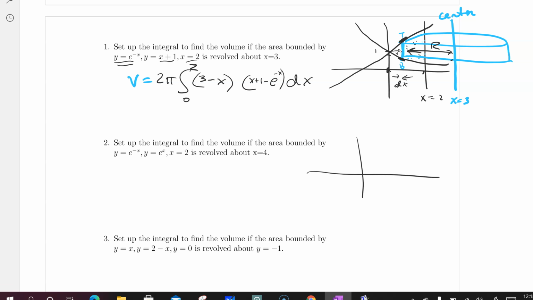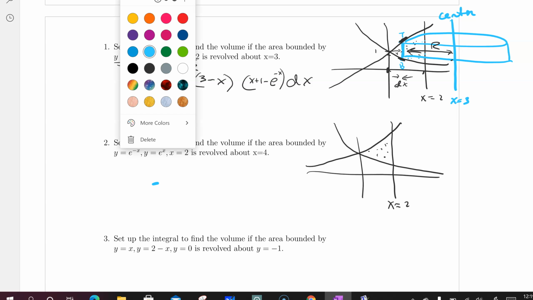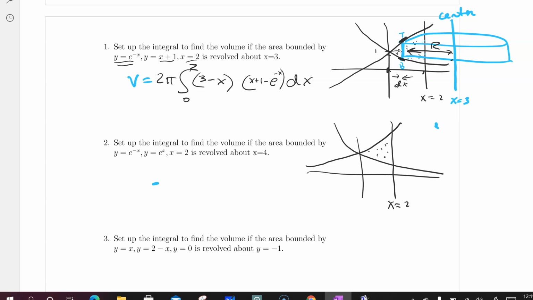All right, e to the negative x looks like this. E to the x looks like this. And then x equal 2. So that's going to cross here. Okay, so there's my area bounded. And I'm revolving it about x equal 4. All right, come on. Give me some blue. What's happening? Here it comes. Okay, x equal 4.